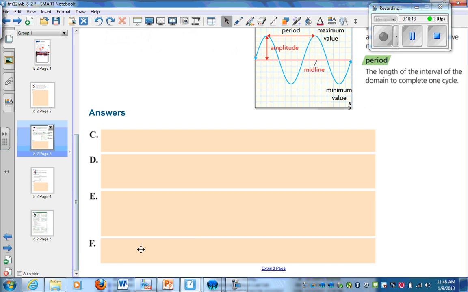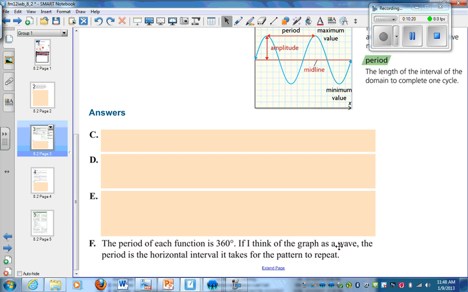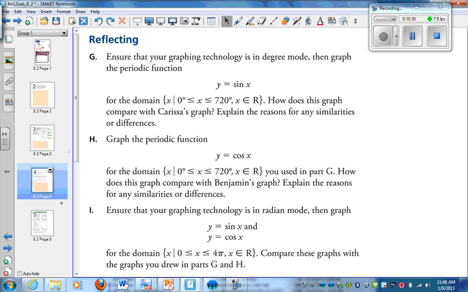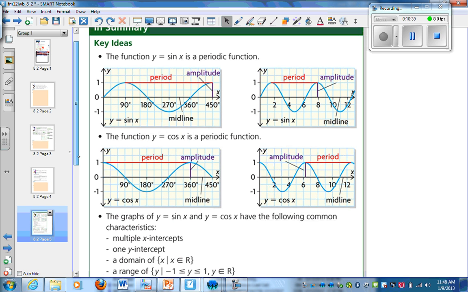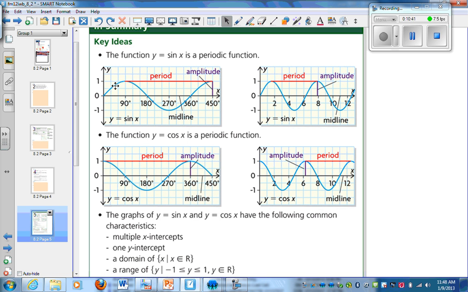What is the period of each graph? Here they said it is 360. If it's a wave, the period is the interval it takes for the pattern to repeat. So kind of like wavelength in physics, how long it takes to repeat. So we looked at, these are really the graphs of sine and cos is what we were finding out. So the graph of sine looks like this. So the sine of 0 is 0, the sine of 90 is 1.